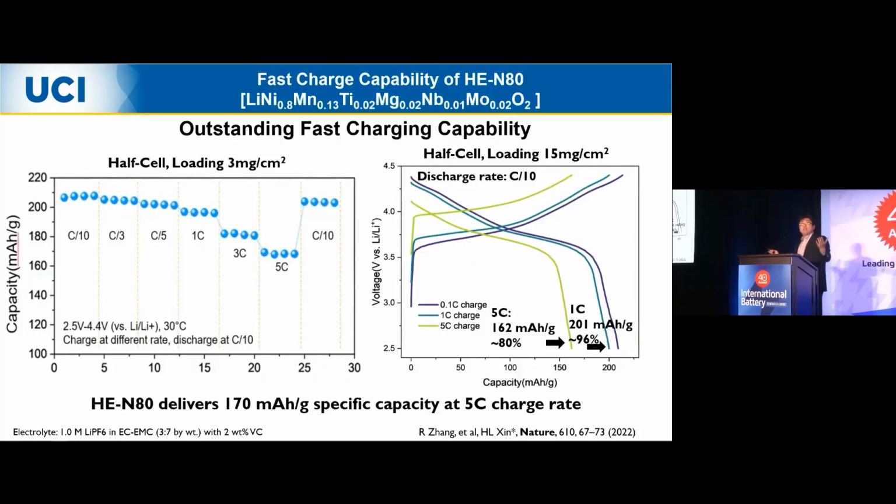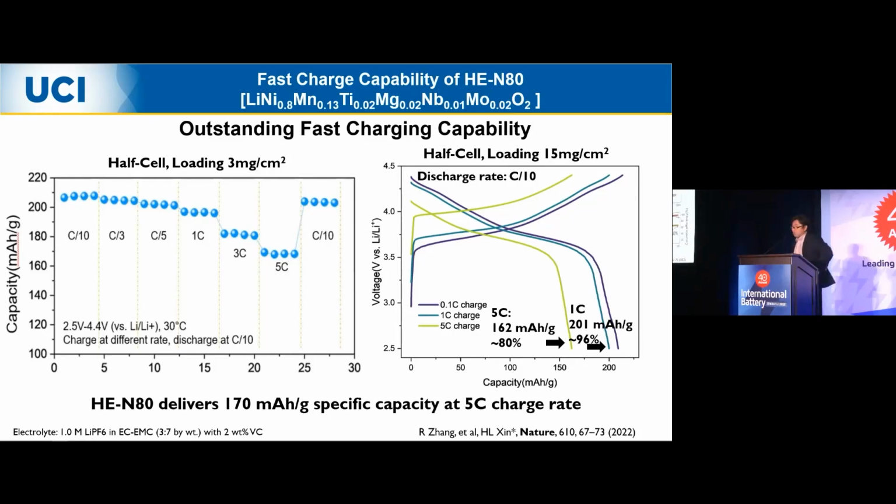And I said this material is a fast charging material. It can deliver at 5C charging 170 milliamp hour per gram, right? This is more than 80% of the 0.1C capacity. And this is not only at 3 milligrams per square centimeter of loading; we increased it to 15 milligrams per square centimeter loading, which is commercial loading, and we can deliver 162 milliamp hour per gram. So it shows the limitation of this material is not electrical conductivity or ionic conductivity, right? It's really about how well you can make a cathode, right? Any of the industry people here can make a better cathode than I can, right?